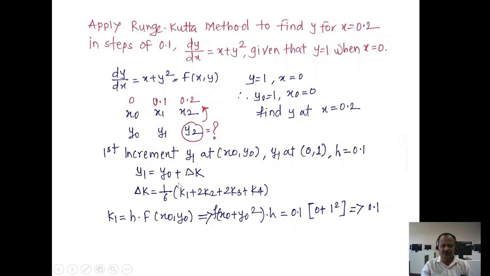Now step number 1, you have to find k1, then k2, k3, k4. So the k1 formula is h into f of x0 comma y0 is equal to. Now how to find this function? See here, f of x comma y is given as x plus y square. So for this equation you can add a suffix 0. So the equation becomes f of (x0 plus y0) bracket square into h. h is 0.1, x0 is 0 plus y0 is 1. So it is 1 square. So the final answer is 0.1.